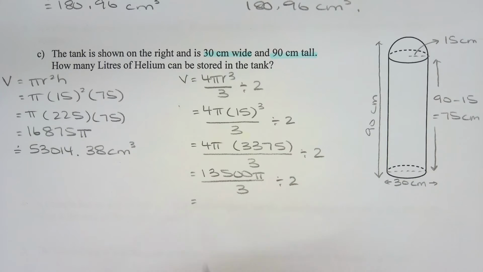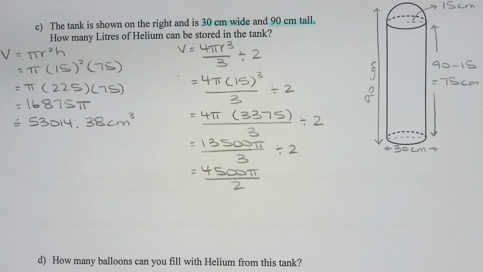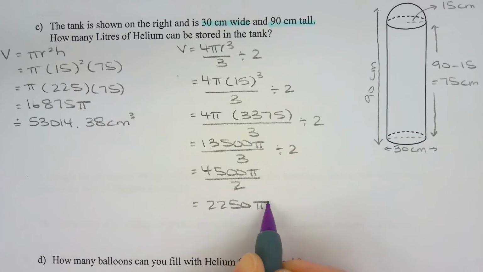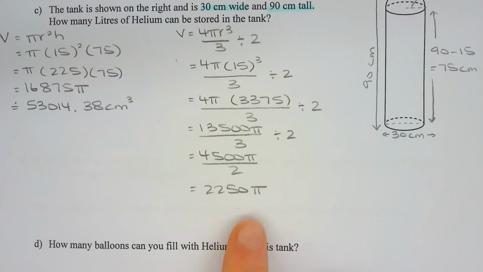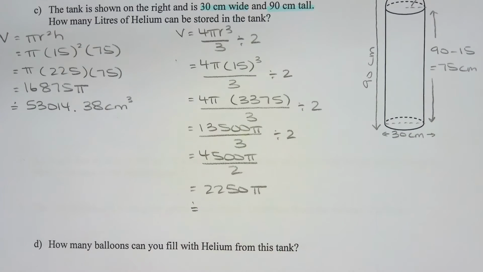I'll verify that that can be divisible by 3, and it can. So I get 4,500 pi, and that's divided by 2. So I can divide that by 2. Don't forget, we still have the pi. So that's my exact answer. And so I'm going to multiply that by pi to get my approximate answer. And that will also be centimeters cubed. And that gives us the volume of the hemisphere.